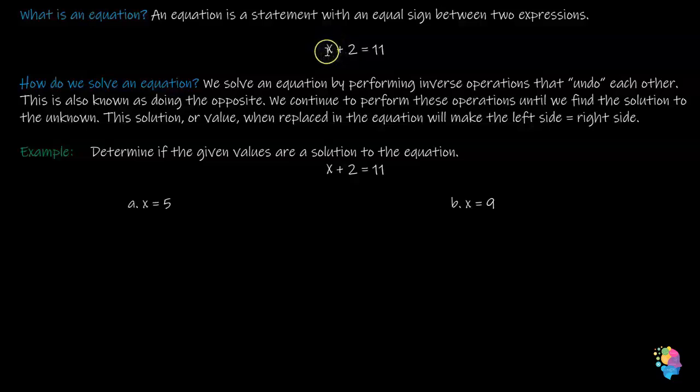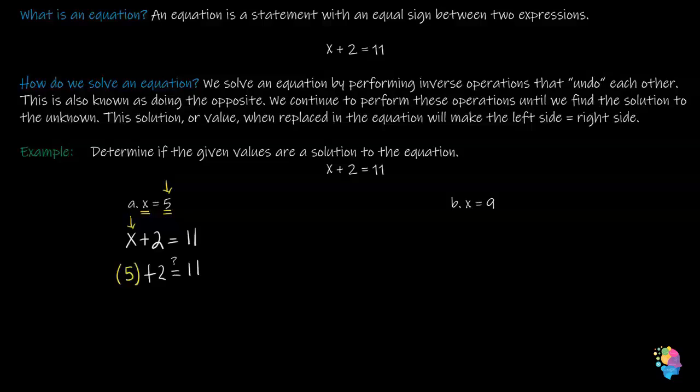In this example is x, that will make this statement true. That means that the left side will equal the right side. So let's determine if these given values are the solution to this equation. So let's start by bringing down the equation that we are given. In this case is x plus 2 is equal to 11. And they're asking us if 5 is the solution to this equation. That means that everywhere we see an x, we're going to replace it with this 5. So let's do that. This will be 5 plus 2 is equal to 11.